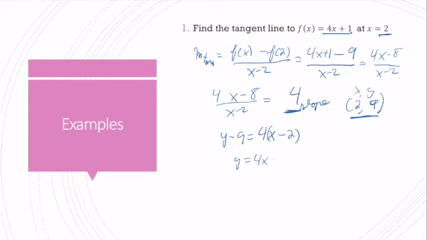So I have y equals 4x plus 1. And this is the equation of the line tangent to 4x plus 1 at 2. And as you can see, it's the same as our original equation.